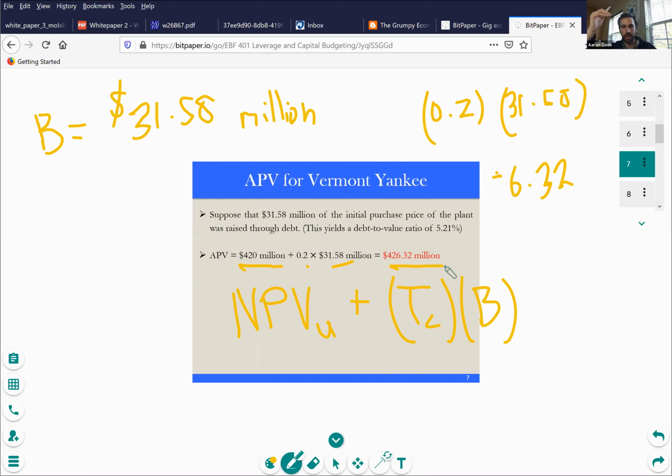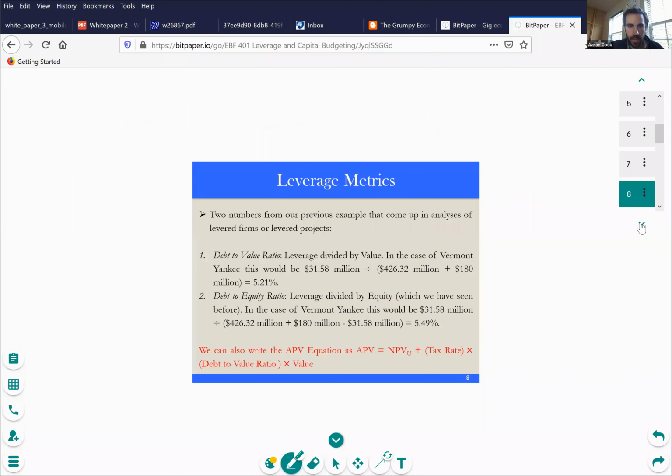That's just simply the same process we saw before of calculating the firm value under leverage when there are taxes to be paid. That's the adjusted present value method. There's a couple metrics that we can derive from this, and they'll be useful in different contexts. One of them is the debt to value ratio. So in this case, the overall value of the firm.